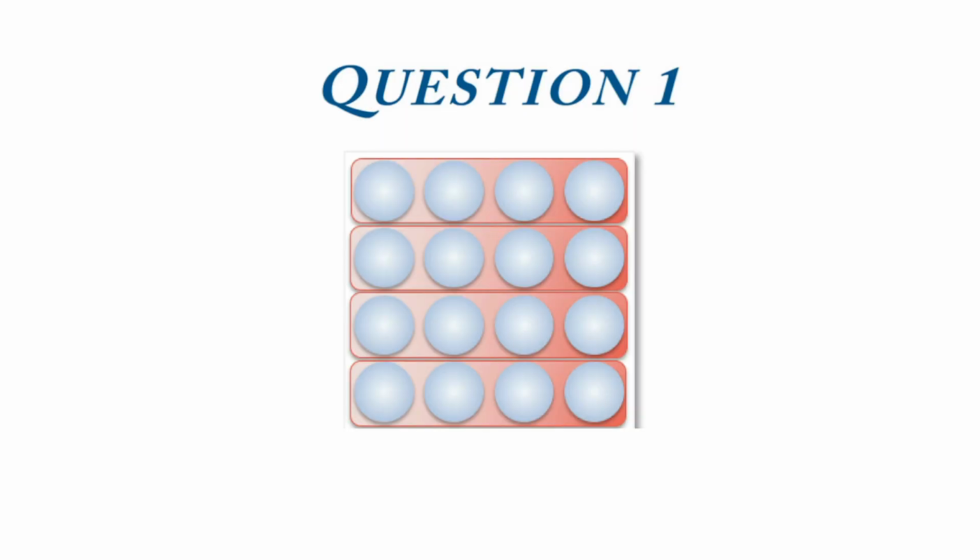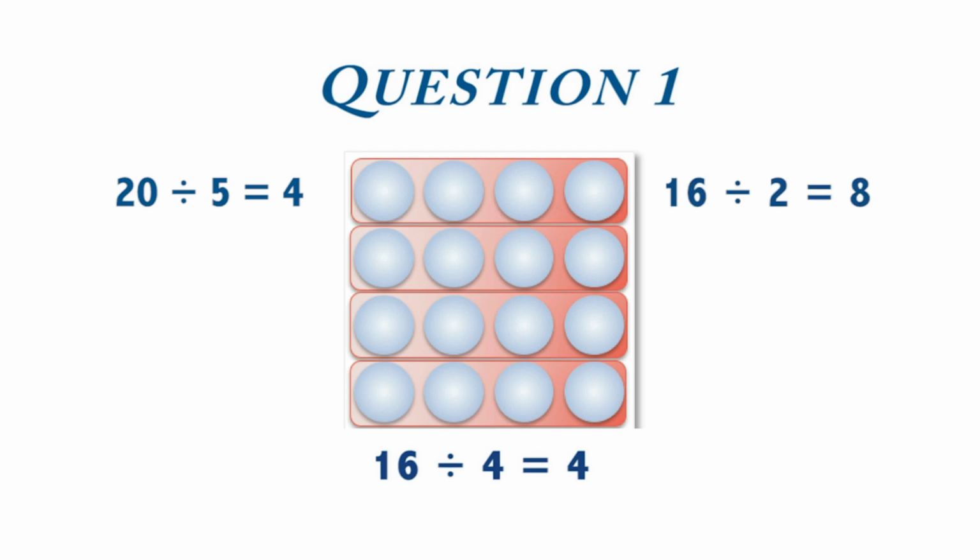Question 1. What is the array on the screen showing you? 20 divided by 5 equals 4. 16 divided by 4 equals 4. 16 divided by 2 equals 8. The answer is 16 divided by 4. The picture shows you a total of 16 that is divided into 4 groups of 4.